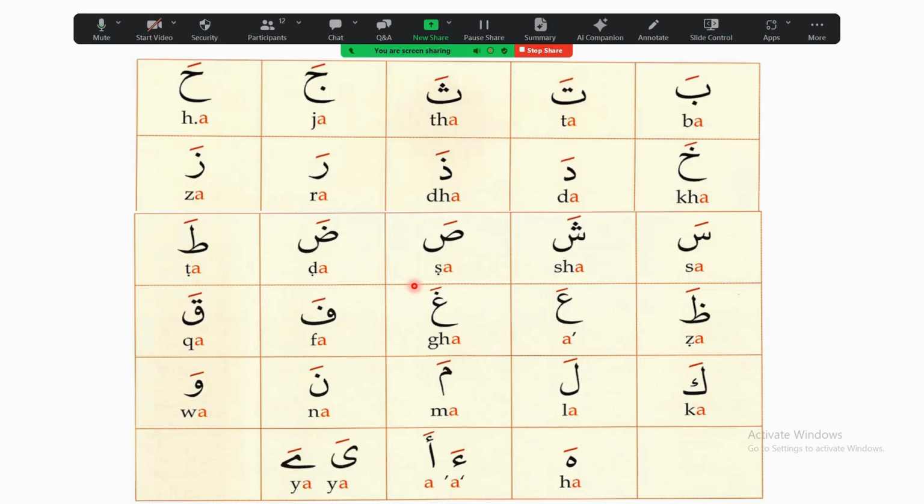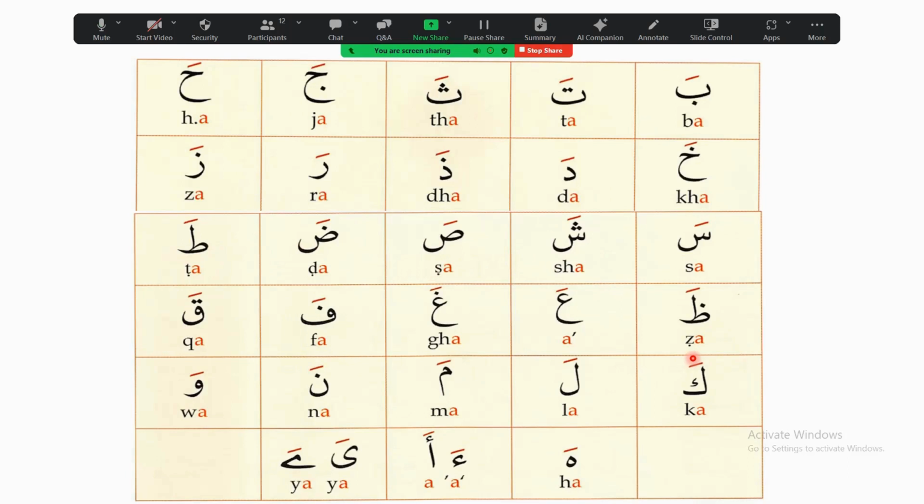So let's say this together. Sa, sha, saw, dad, taw. Okay, let's repeat from the first row. ب ت ث ج ح خ د ذ ر ز س ش ص ض ط. Okay, so let's move on to the next letter here, which is the zaa letter.